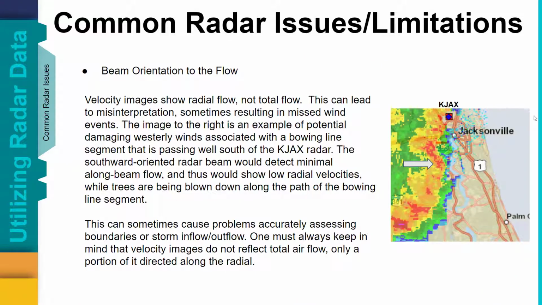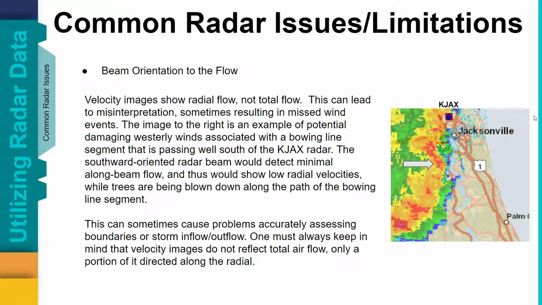Another common problem that can frustrate forecasters deals with the orientation of the beam relative to the flow. Velocity images show radial flow, not total flow. This can lead to misinterpretation, sometimes resulting in missed wind events. The image to the right is an example of potential damaging westerly winds associated with a bowing line segment that is passing well south of the Jacksonville radar. The southward oriented beam would detect minimal along beam flow and thus would show low radial velocities, while trees are being blown down along the path of the bowing line segment.